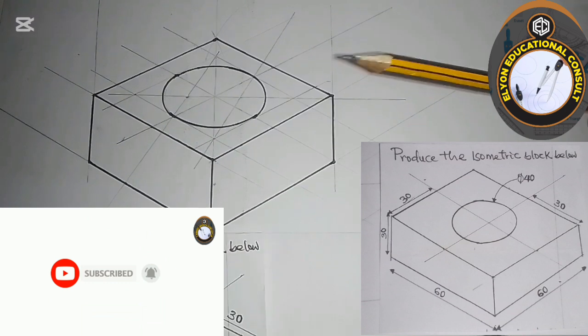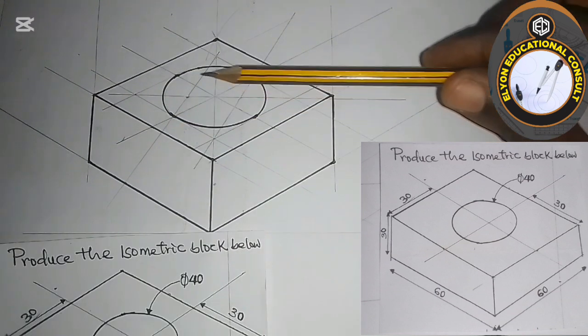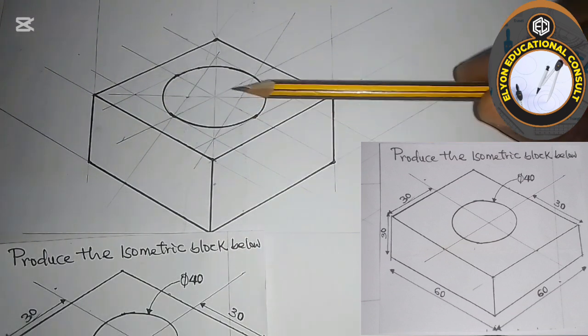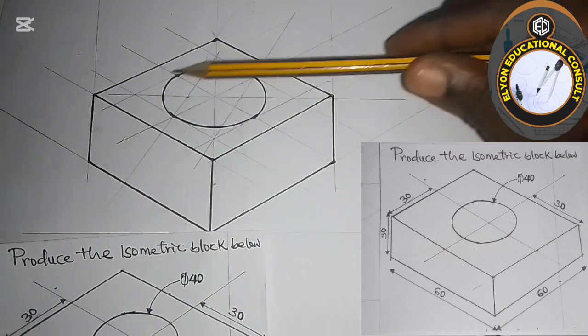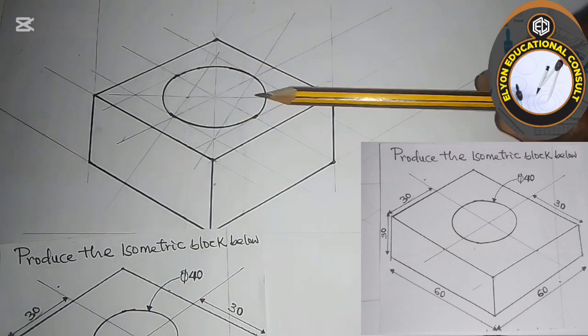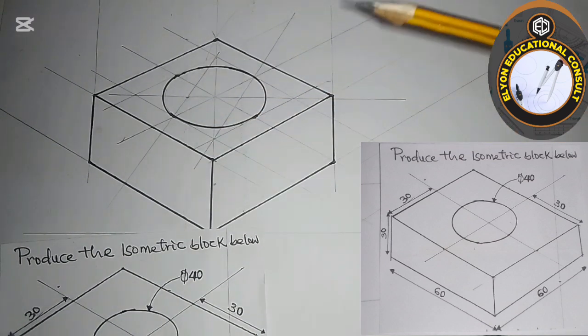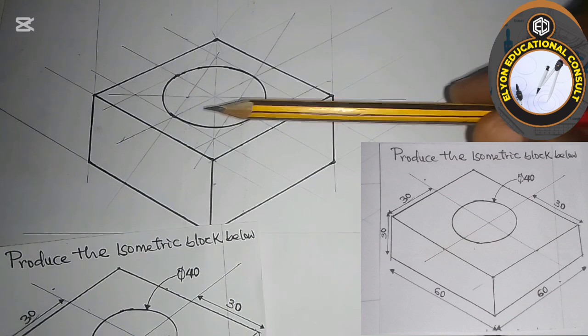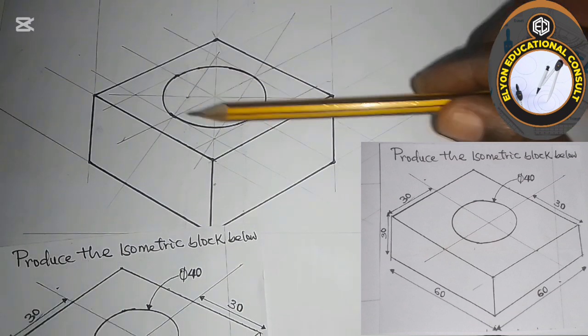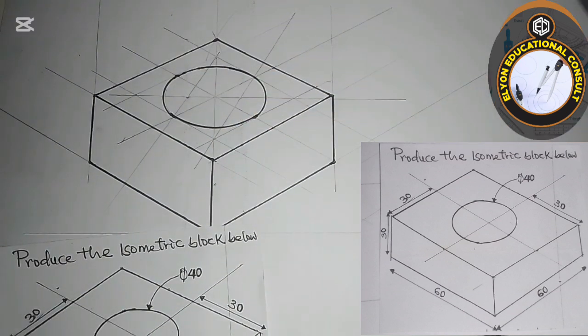Please take a look at my previous video on how I explain using the rhombus method to draw an isometric circle. I did that video, follow the step-by-step procedure of drawing an isometric circle using the rhombus method and the transfer method. I hope this is clear.